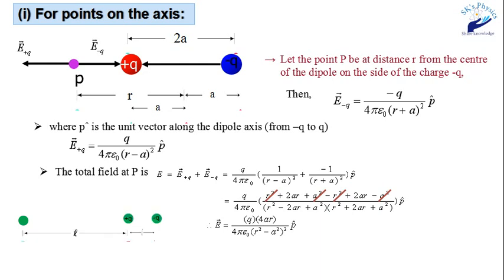Now here the dipole and the point P are at a large distance from the positive charge. So a is small and r is much greater, so we can write r is greater than a. Then we can write the electric field as q 4ar upon 4 pi epsilon 0 (r square) whole square into p cap.